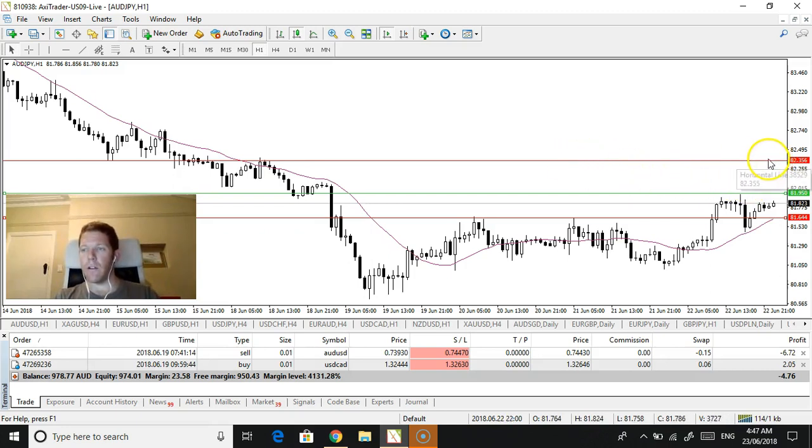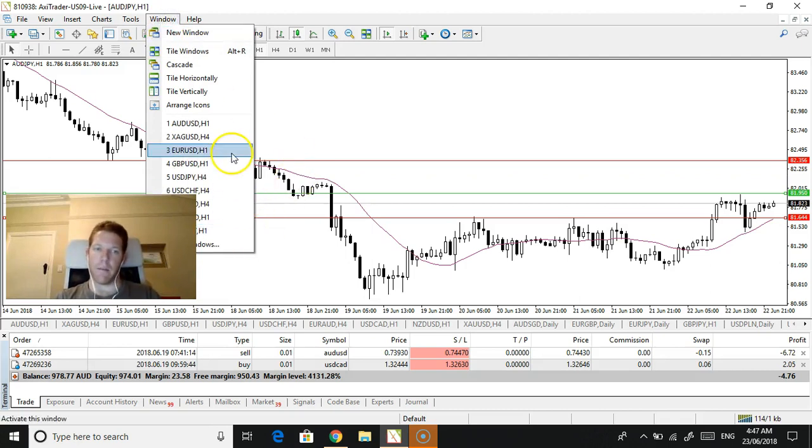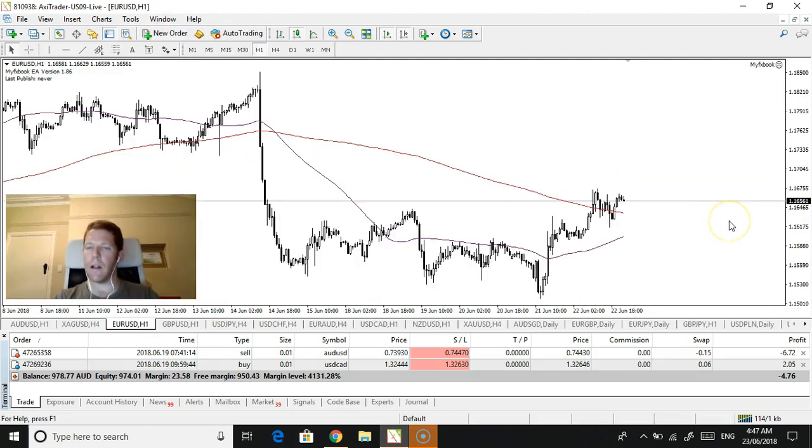So it could get close to there and then start bouncing back off. So again, not an A grade setup. In reality, I probably won't be taking that, but I just want to point it out a little bit.